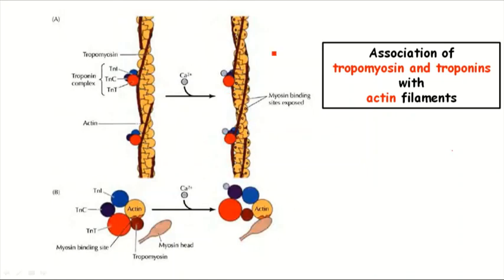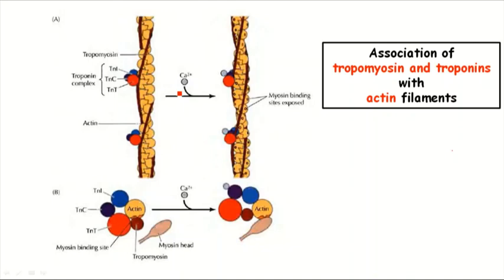Okay, and tropomyosin binds lengthwise along the actin filament, and it also forms a complex with troponin. This brown filament is tropomyosin, and these are the complexes of troponin. There are three types of troponin in this troponin complex: troponin I, troponin C, and troponin T.